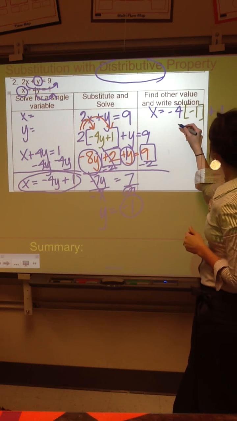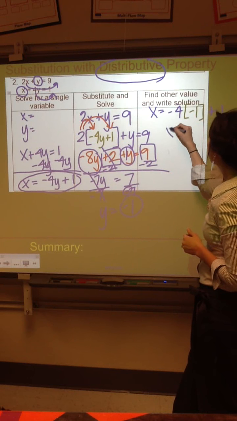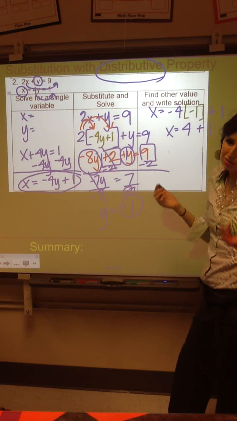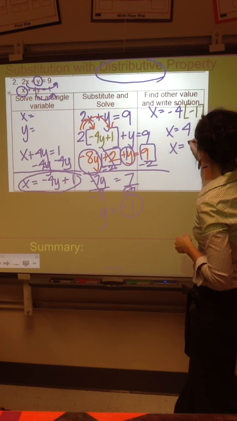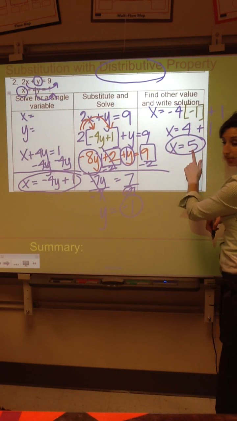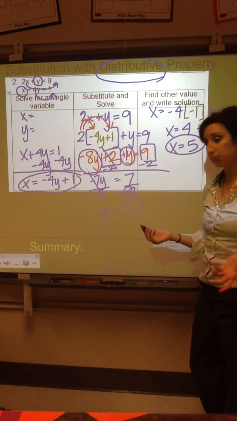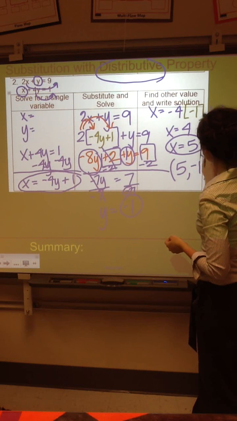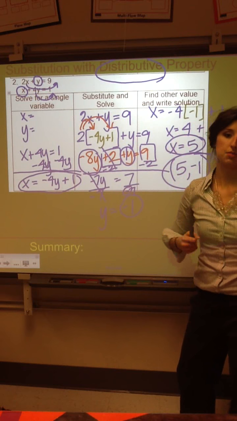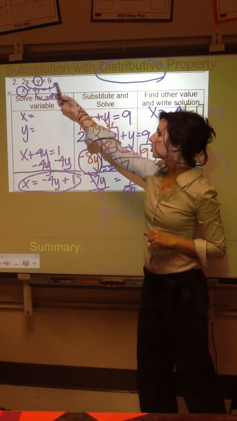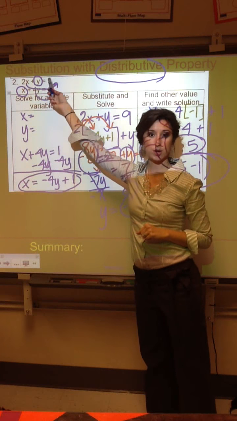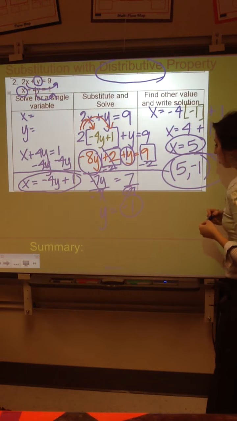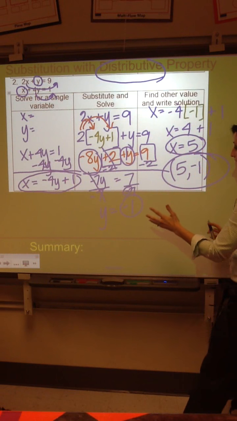Negative 4 times negative 1. Negative times negative is a positive. So we have positive 4 plus 1. What's 4 plus 1? x equals 5. So if I know x and I know y, can I write it in a coordinate point? Sure. (5, negative 1), done. That is my answer. Now if I wanted to go back and double check it, I could plug it into both original equations. They should be equal. Check, check. All right? So let's just try that real quick.